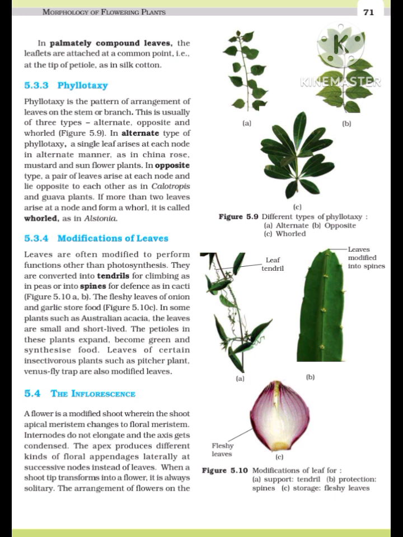Leaves are often modified to perform functions other than photosynthesis. They are converted into tendrils for climbing, as in peas, or into spines for defense, as in cacti, Figure 5.10a. The fleshy leaves of onion and garlic store food, Figure 5.10c. In some plants such as Australian acacia, the leaves are small and short-lived. The petioles in these plants expand, become green, and synthesize food.